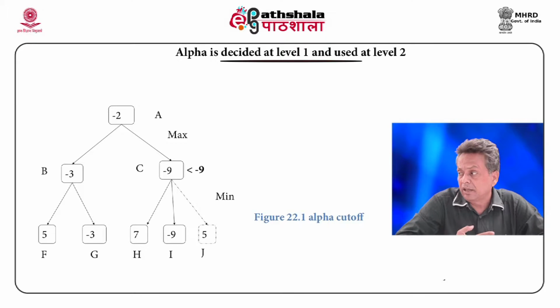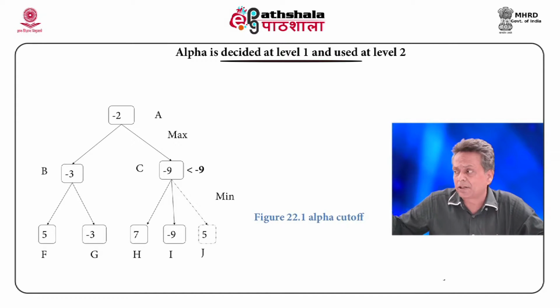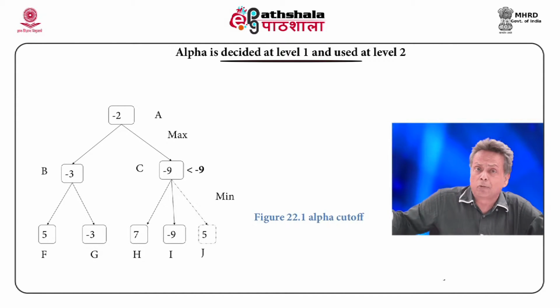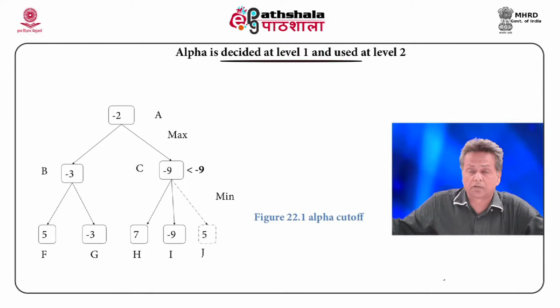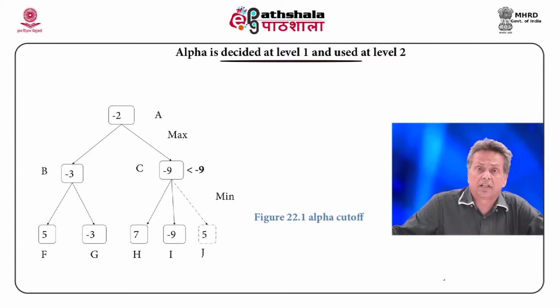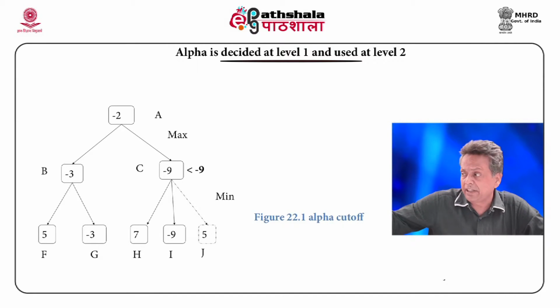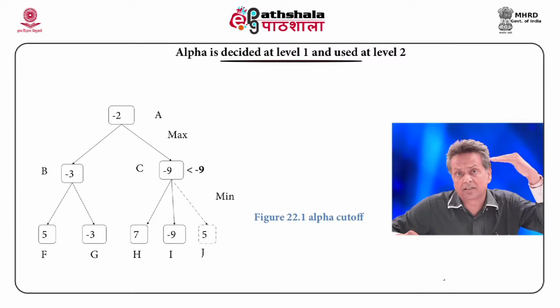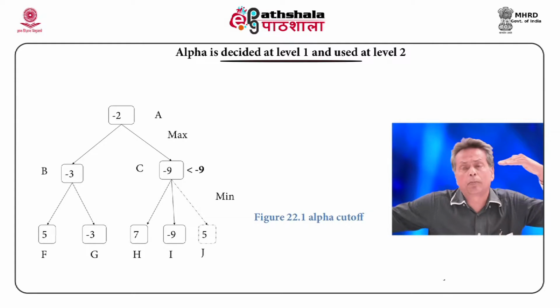The same case here: when we start exploring C, H gives us 9, so that is good, but then I gives us -9. Once we get -9, there is no point in exploring that particular child further, because the opponent is going to play, and we know the opponent is going to get -9 or less. If the third one gets -10, the opponent will probably play that, but the opponent can anyway always play -9. So it is guaranteed to be -9 or less. So there is no point. I already have -3. Anything less than -3, I am not going to play this.